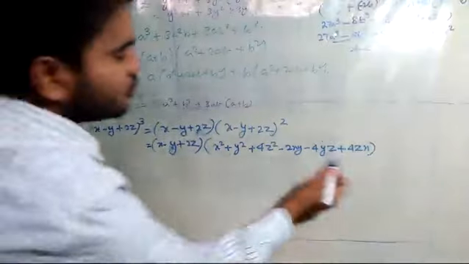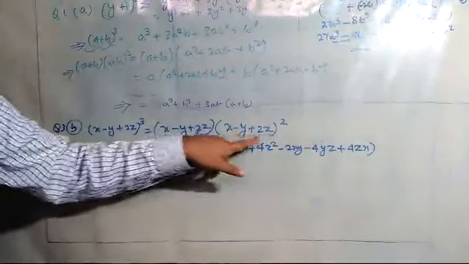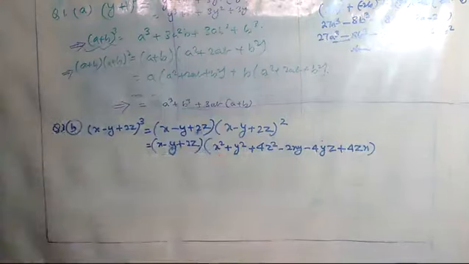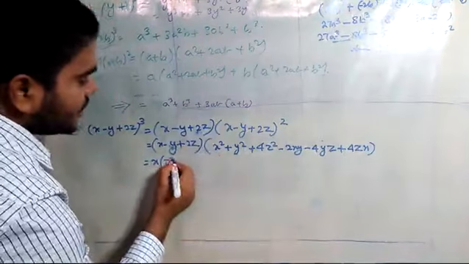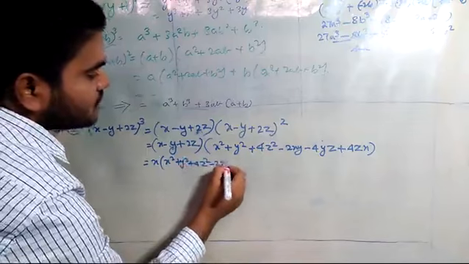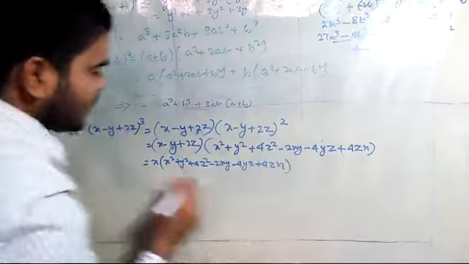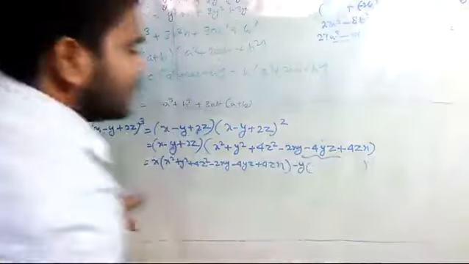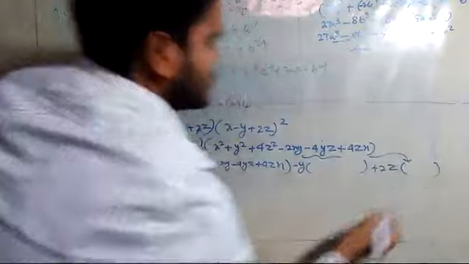I hope this much you know. Cube, square of 3 numbers, trinomial, square of trinomial, we have already seen. We all know how to square that. Now our task will be like x. We will write same thing here. X square plus y square plus 4z square minus 2xy minus 4yz plus 4zx. Then minus y. Again we will copy this whole thing here. Then plus 2z. Again we will copy this whole thing here.